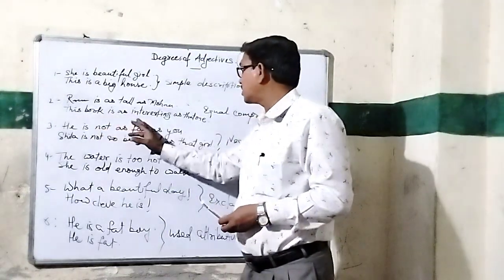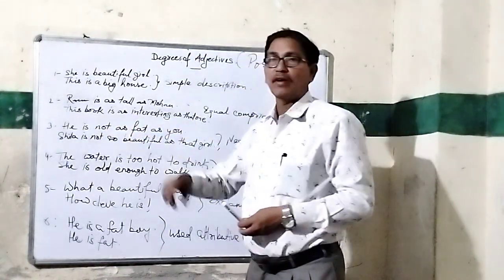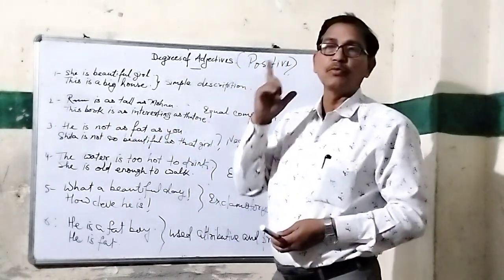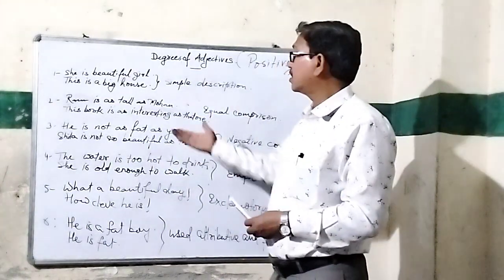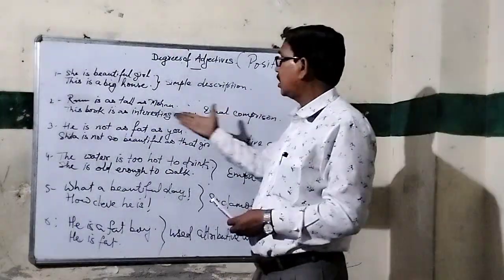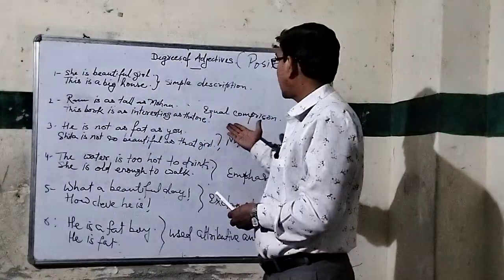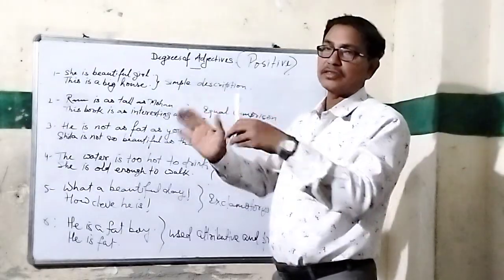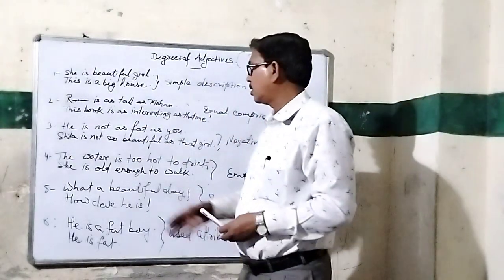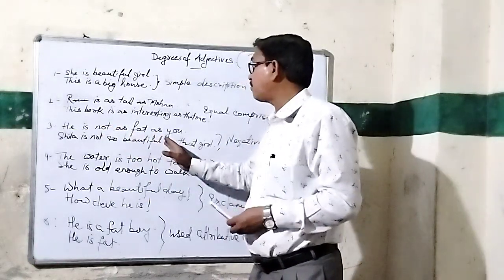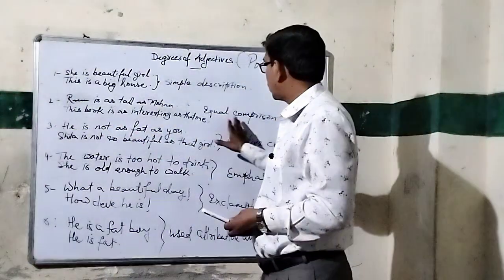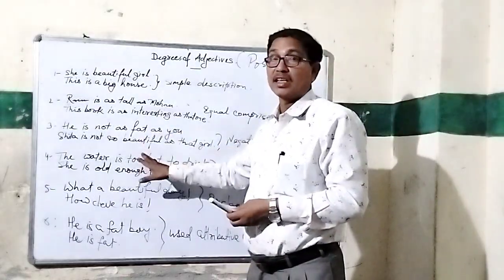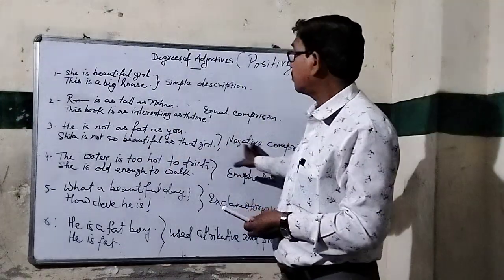This book is as interesting as that one. So with the word interesting, I am not talking about more interesting and most interesting. It is just a simple use of positive degree. This book is as interesting as that one. This is called equal comparison. Third one: he is not as fat as you. This is also the same kind of comparison, but in the negative sense. This is called negative comparison.